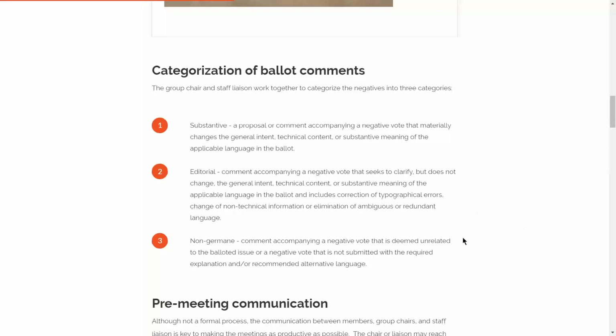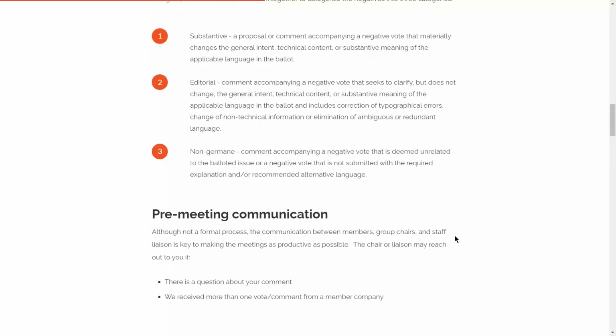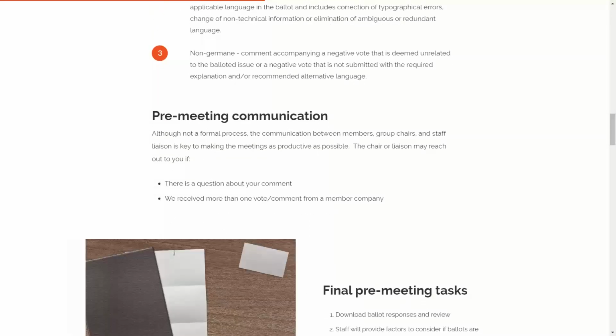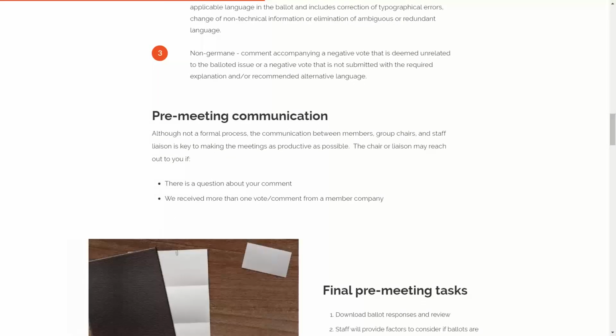Now, there is a chance we may have to reach out to you when reviewing the ballot responses. We may have questions about your ballot response that will help us to categorize the response effectively. There are also some cases when multiple members from the same company provide responses, and we need to figure out which comment to use.